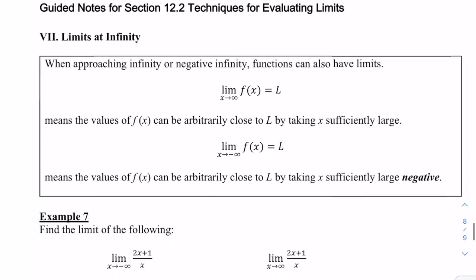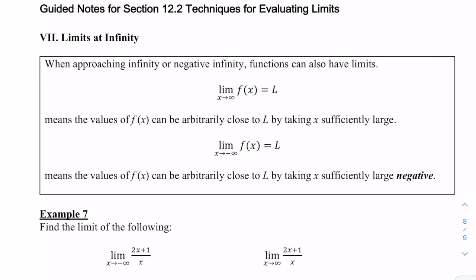Okay, so the last concept is the idea of limits at infinity. So when we're approaching infinity or negative infinity, functions can also have limits. The limit of f of x as x is approaching positive infinity, or becoming sufficiently large, we'll get very, very close to L. And then if we are finding the limit of f of x as x approaches negative infinity, we can also have a limit L.